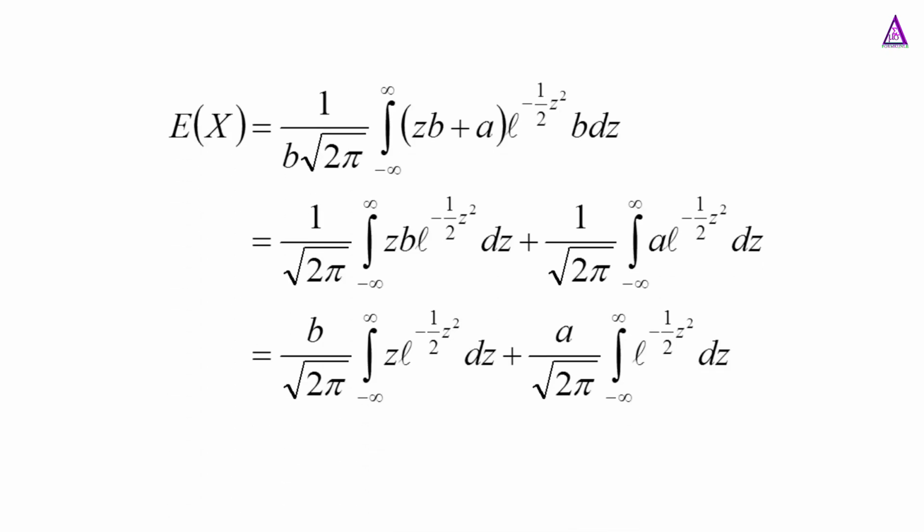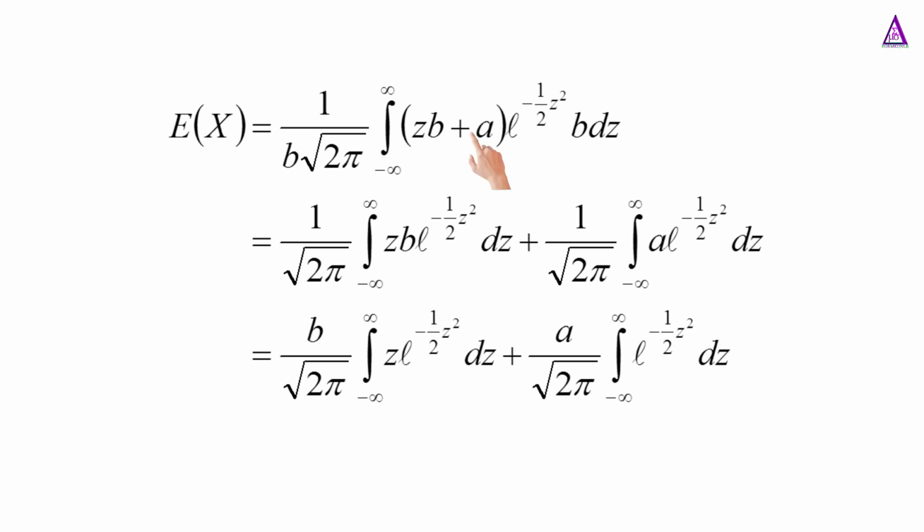Now the expected value of x is equal to 1 divided by b square root of 2 pi integral from negative infinity to infinity into the bracket zb plus a exponential raised to power negative 1 over 2 z square b dz. That is, any place we see x, we put zb plus a there, and any place we see x minus a divided by b all squared, we put z square there.